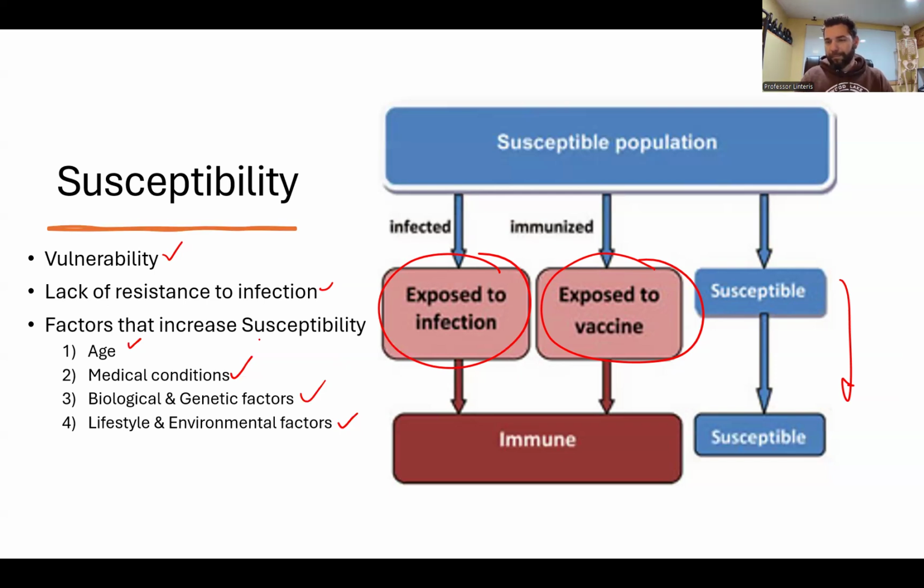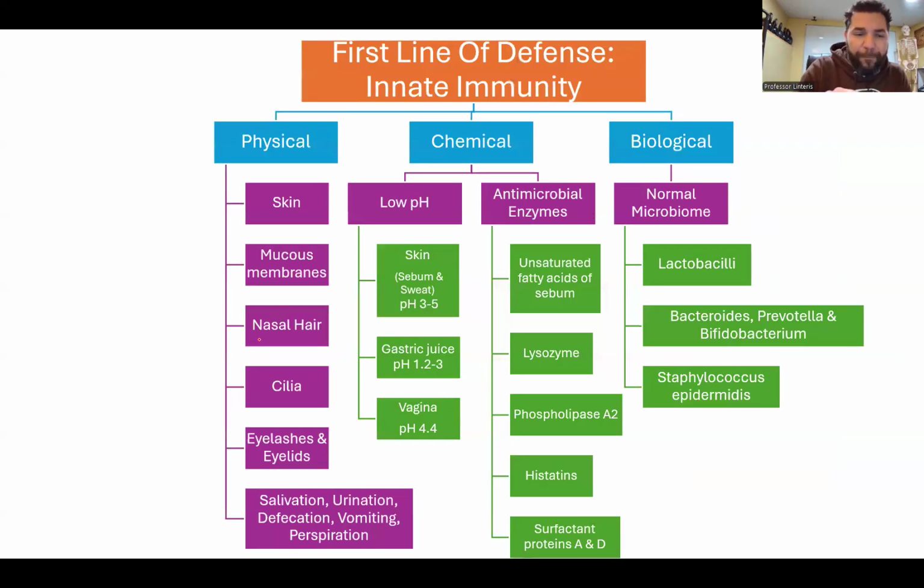And there's a little blurb at the bottom that summarizes it pretty well. We have two lines of defense. We have a first and a second. And the first one is if things can't get into your body, they can't get you sick. Pretty straightforward, right?